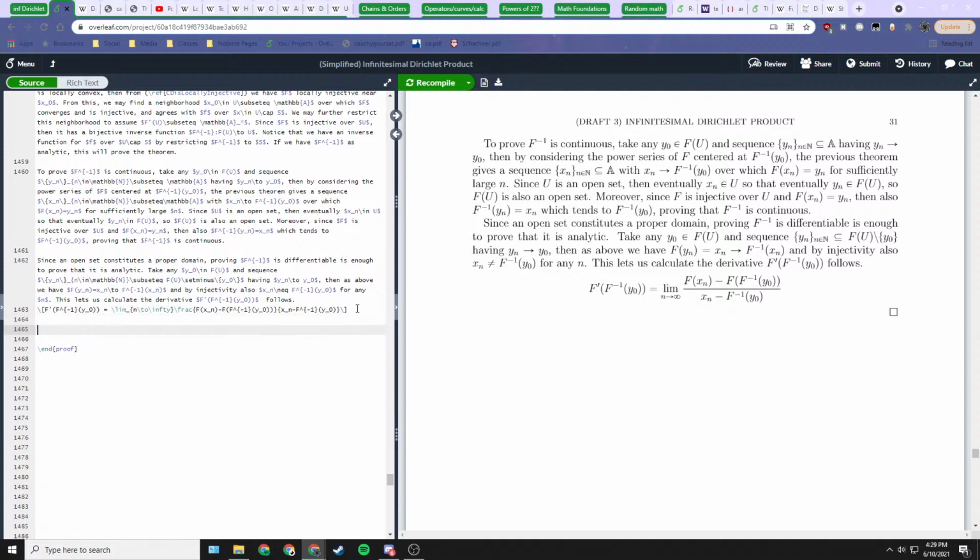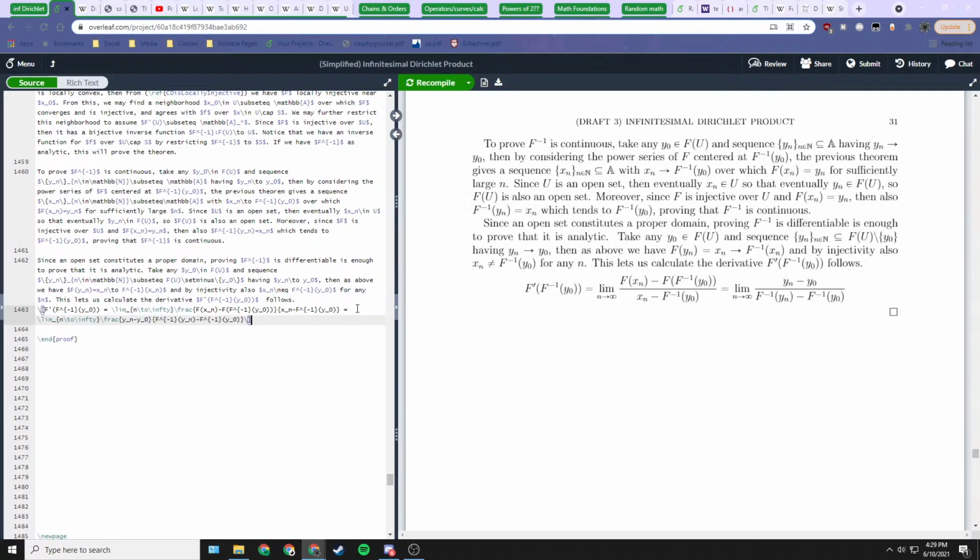And then we note, actually we can do a change of variables right away. f at f inverse y0 just becomes y0, and f at xn, well, xn is f inverse of yn, so this just ends up as yn. And then we can just say f prime at f inverse y0.